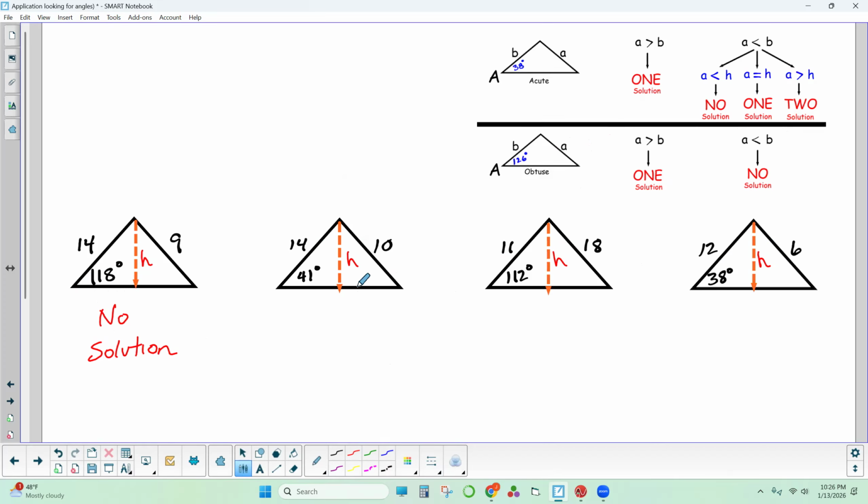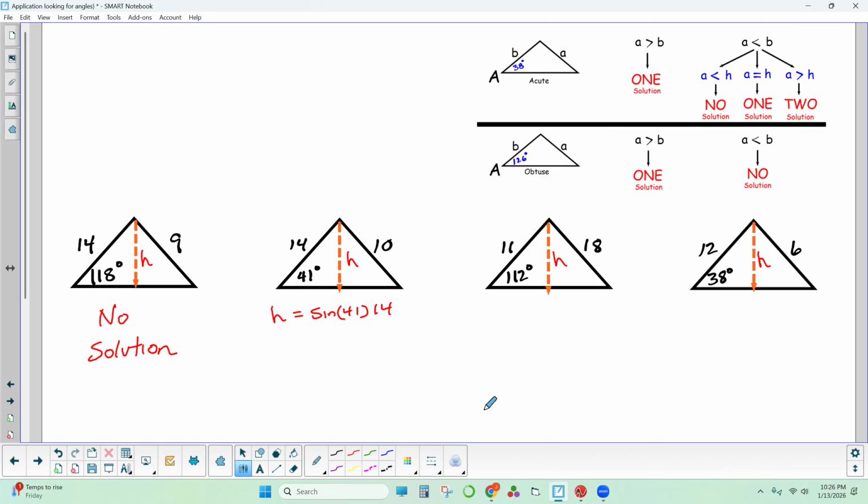If we look at the next one, this is acute, so we're going to go up top and look at our acute triangle. We are looking at A versus B. Here you can see B is bigger. If B is bigger, we have to look at the height. To determine the height of the triangle, we take the sine of 41 degrees, and sine of 41 is h over 14. So if we multiply both sides by 14, the height is equal to the sine of 41 degrees times 14.